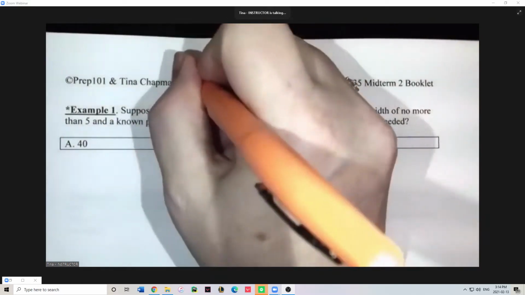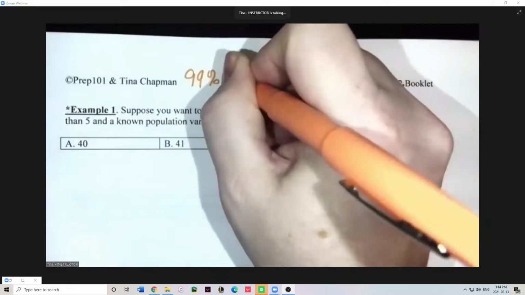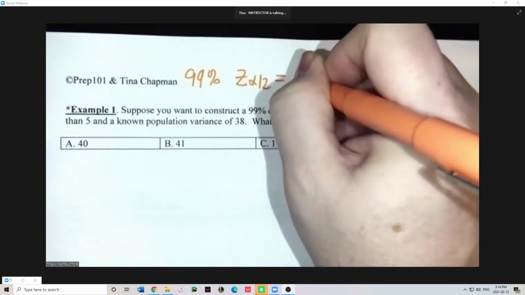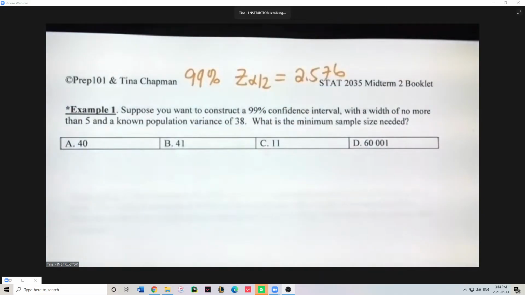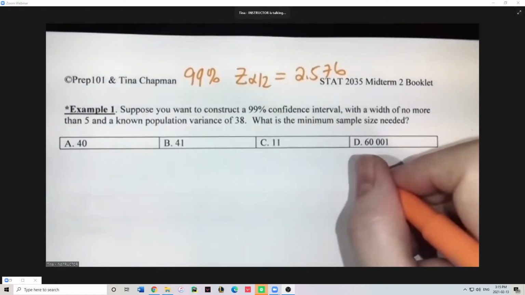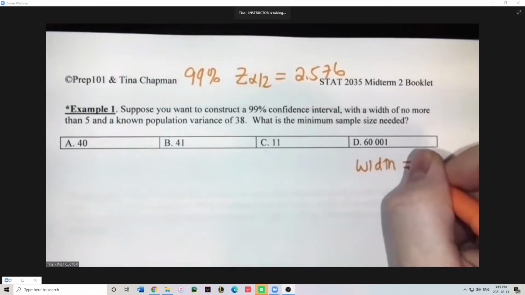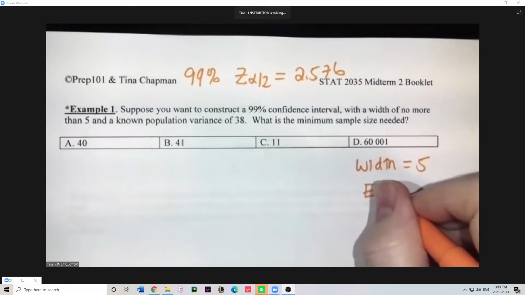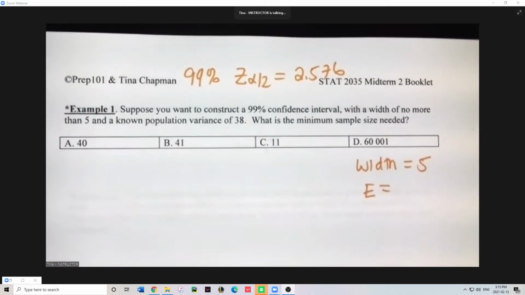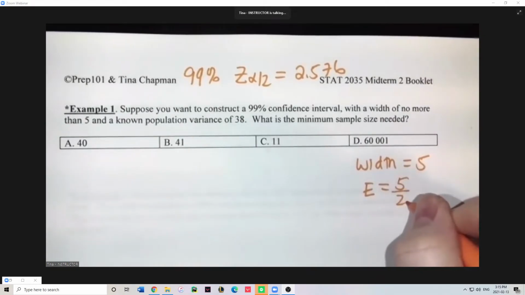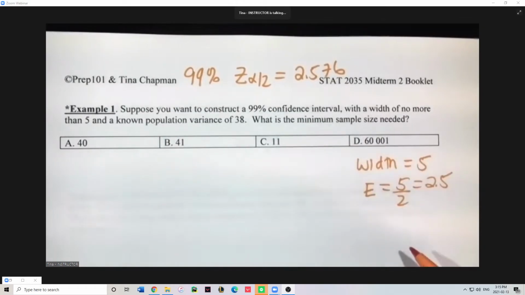So we know 99% means our critical Z is 2.576. Again, you can get that at the bottom of the t-table. We know that our width this time is 5. So our margin of error would be what? Write down what you think. What's your margin of error? So it would be the width divided by 2, which would be 2.5.